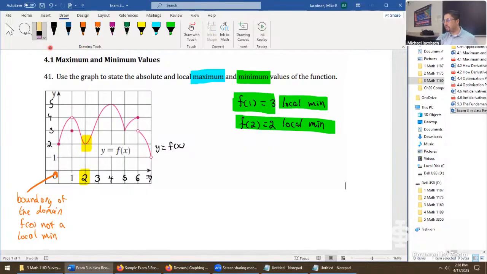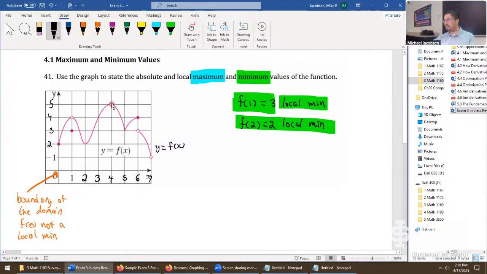Now we just move off to the next interesting spot. I'm forgetting, I don't want to delete the scale there. Nothing interesting happens at 3. That's because it's just increasing and increasing. If you're increasing all the way around 3, there's no local anything or absolute anything. But then this is the next most interesting spot.